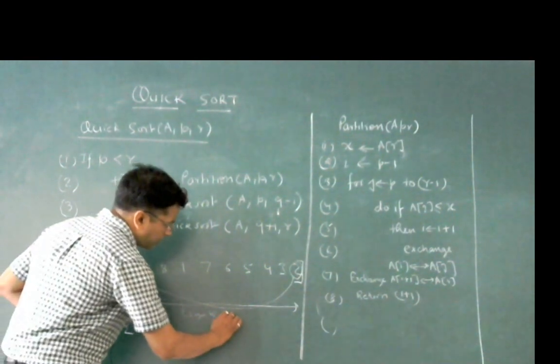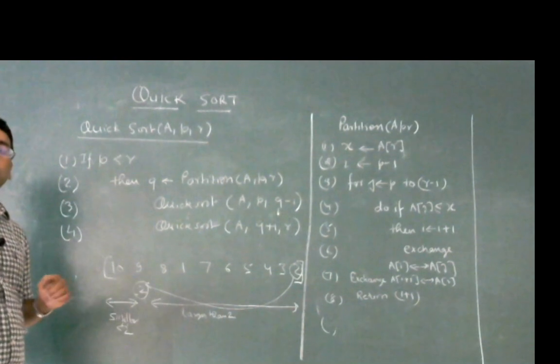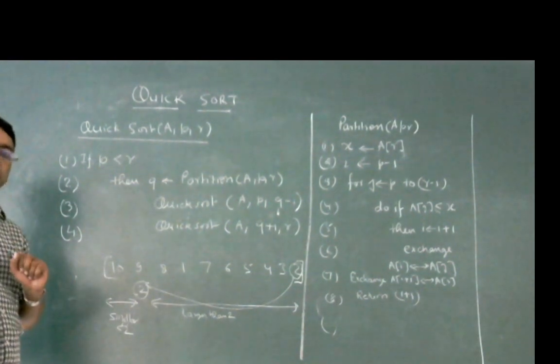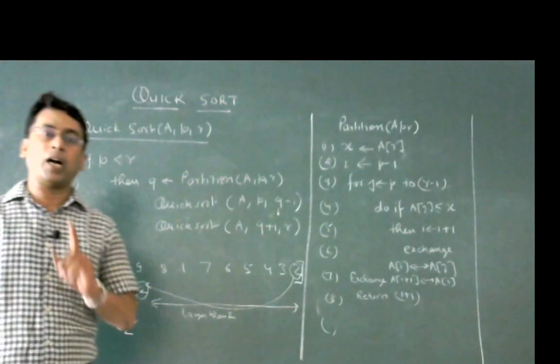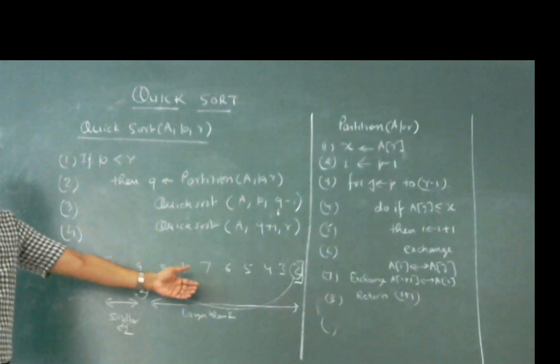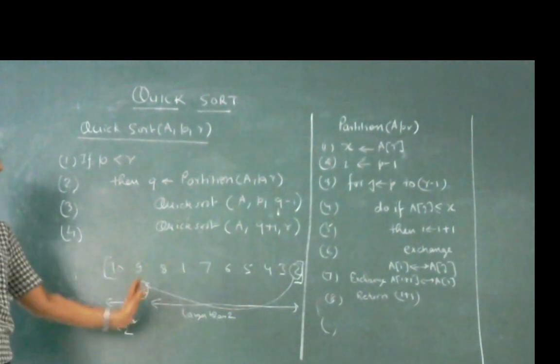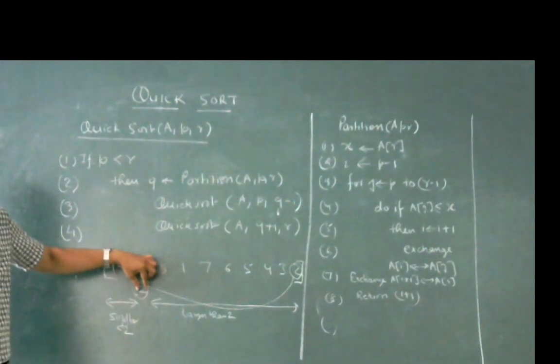So we shall sort the array into two partitions in such a way that on the left hand side there will be elements which are smaller than 2, and on the right hand side there will be elements which are greater than 2. In this way the position of 2 will be final.